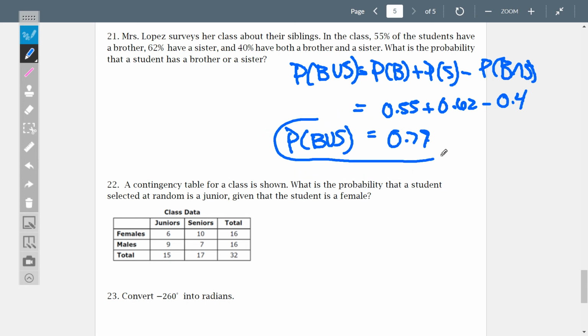You could also use a Venn diagram to answer this if you wanted to, which would also work.